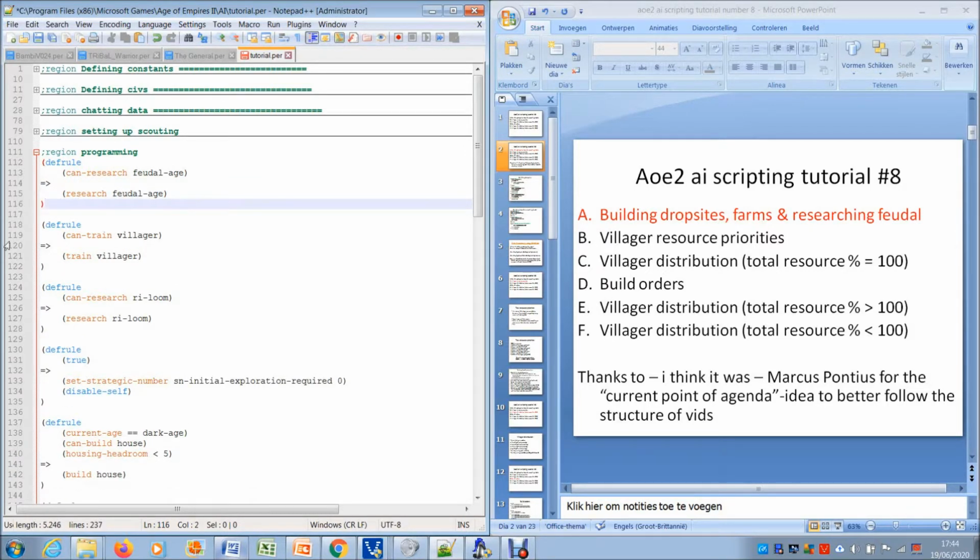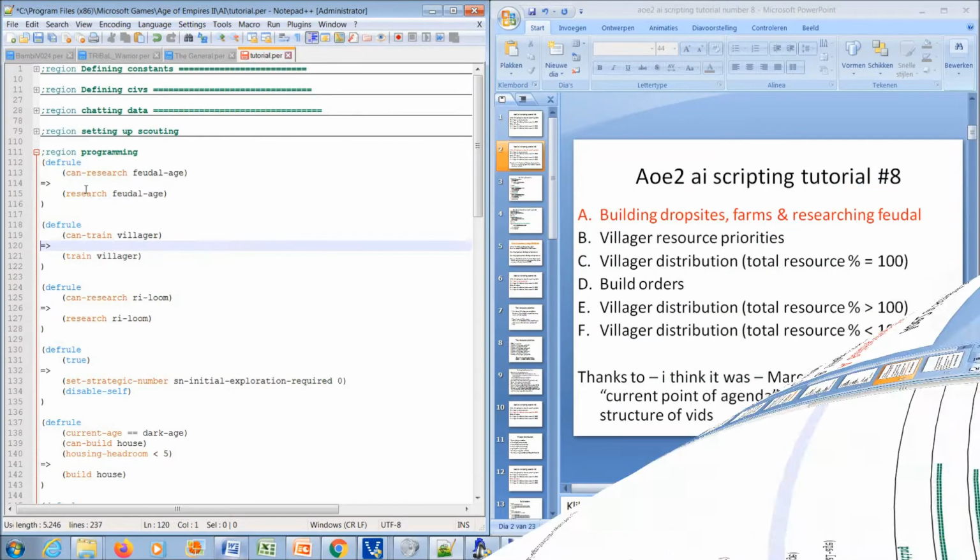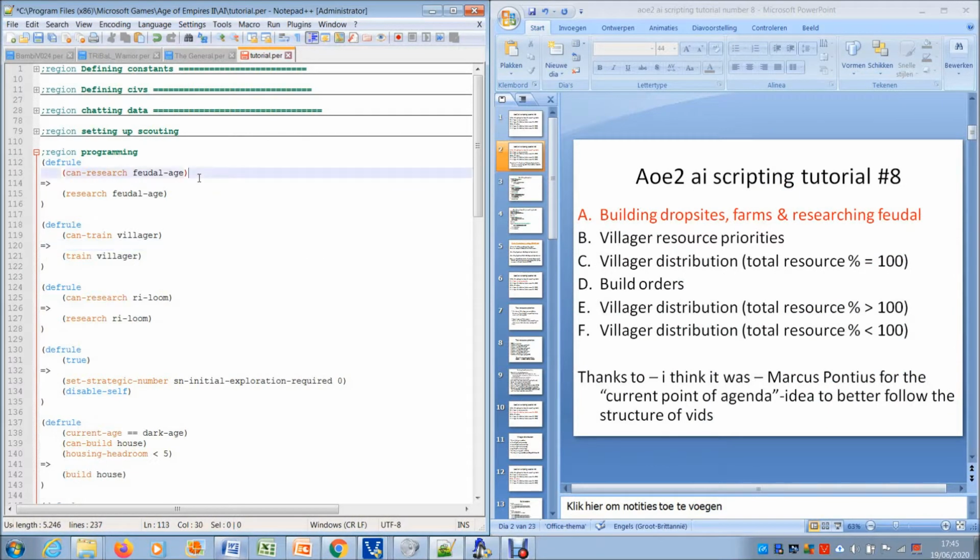Why do I put it before can train villager? Obviously, we know the script is read from top to bottom. If the can research feudal age is put after the can train villager, it will keep training villagers and never research feudal age. So can research feudal age, research feudal age. If it can't, it will train a villager. If it can't, it will research loom. This is the order that we want a town centre to produce in.